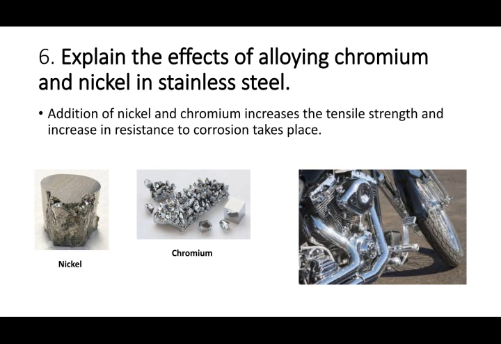Next question, explain the effect of alloying chromium and nickel in stainless steel. The addition of nickel and chromium increases the tensile strength and increases the resistance to corrosion. Here you can see nickel and chromium in their raw form, and this is one of the applications. You can see the parts shining because of the addition of chromium and nickel.